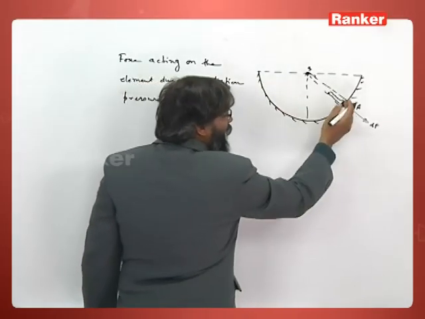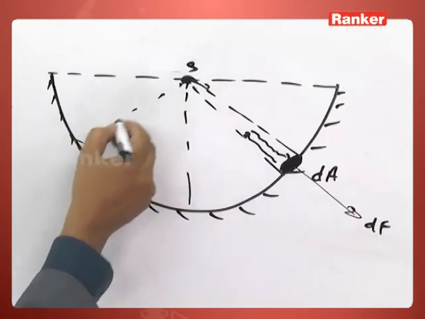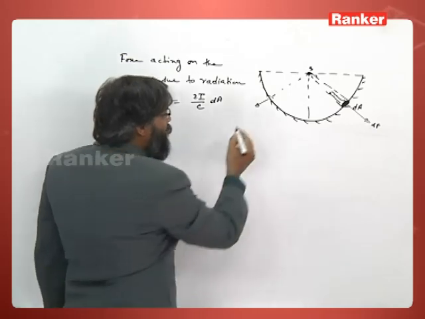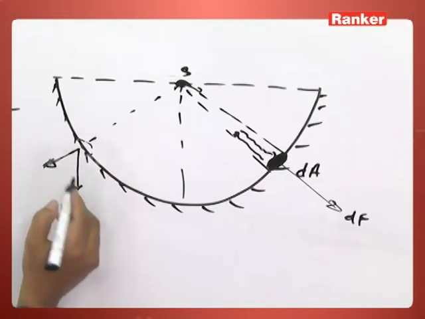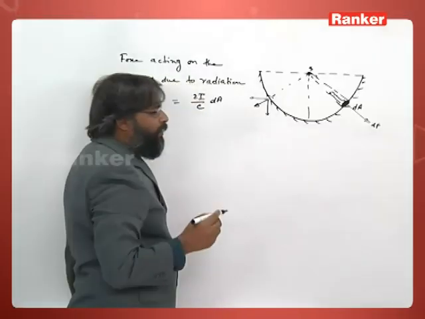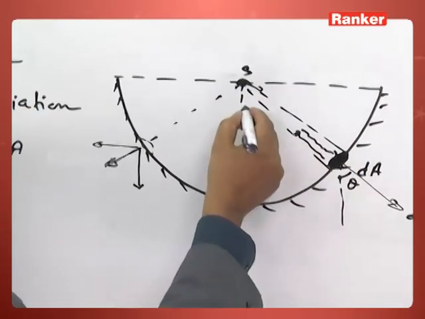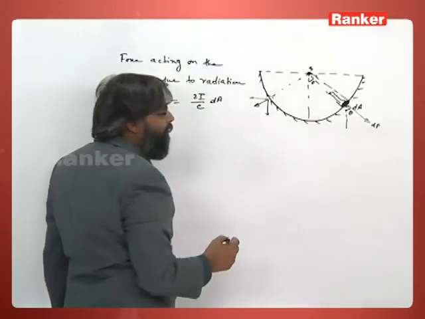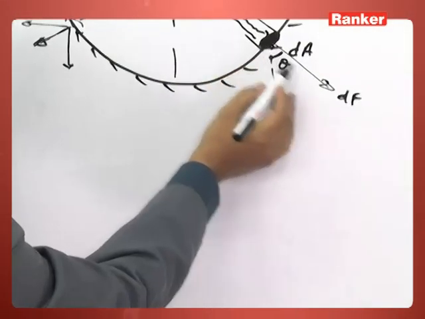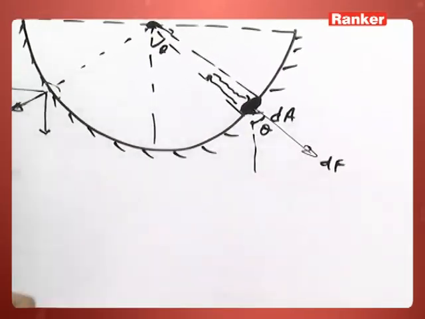Now every element here has a counter element here. So there will be a force along this direction also. Now this force has two components, one downward and one horizontal. So their horizontal components will cancel out, and so we will have only this component. Suppose I call this angle theta, so we will have this component. Now you see here this dA is here, the normal to the dA, that is the force is along dF, and this is angle theta.